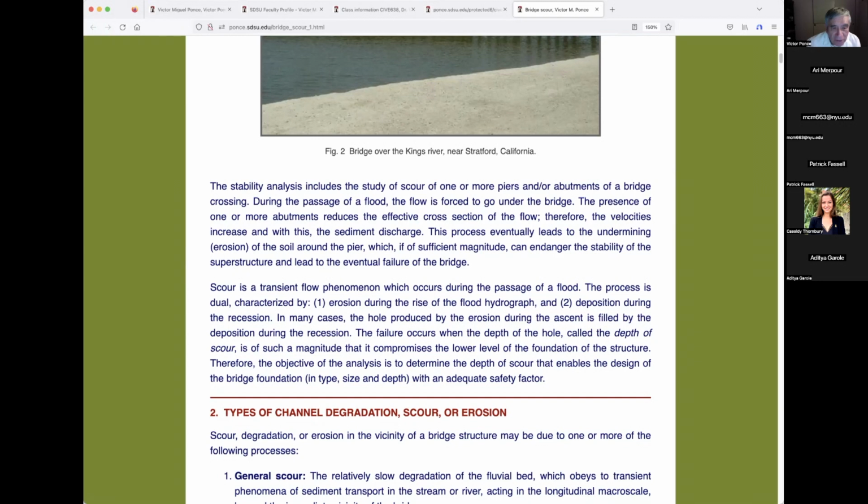Scour is a transient flow phenomenon which occurs during the passage of a flood. The process is dual, characterized by 1, erosion during the rise of the flood hydrograph, and 2, deposition during the recession. In many cases, the hole produced by the erosion during the ascent is filled by the deposition during the recession. The failure occurs when the depth of the hole, called the depth of scour, is of such magnitude that it compromises the lower level of the foundation. Therefore, the objective of the analysis is to determine the depth of scour that enables the design of the bridge foundation with an adequate safety factor.